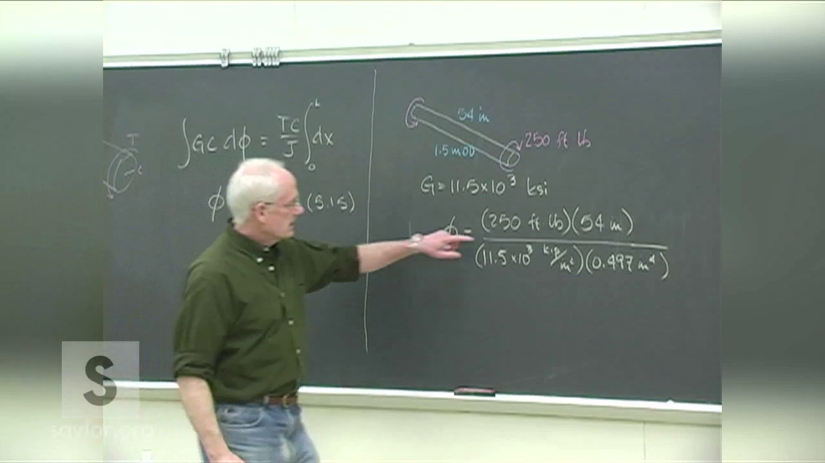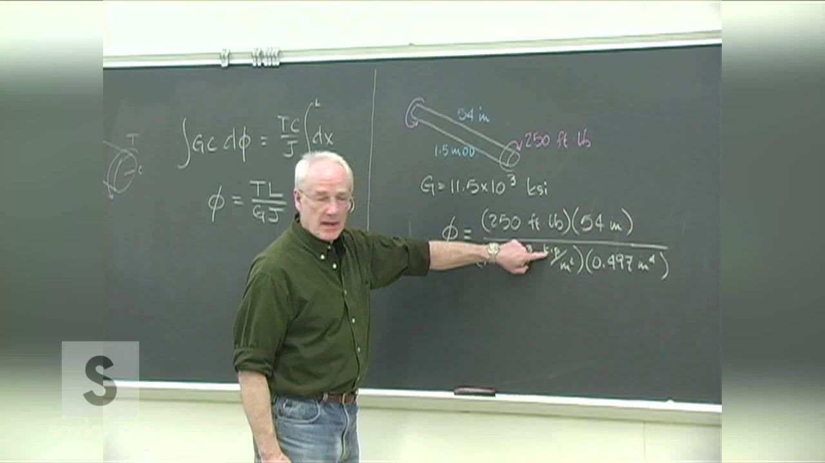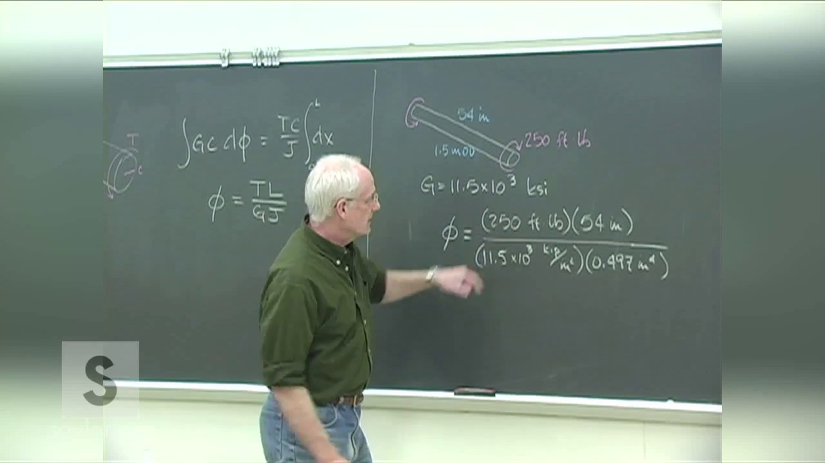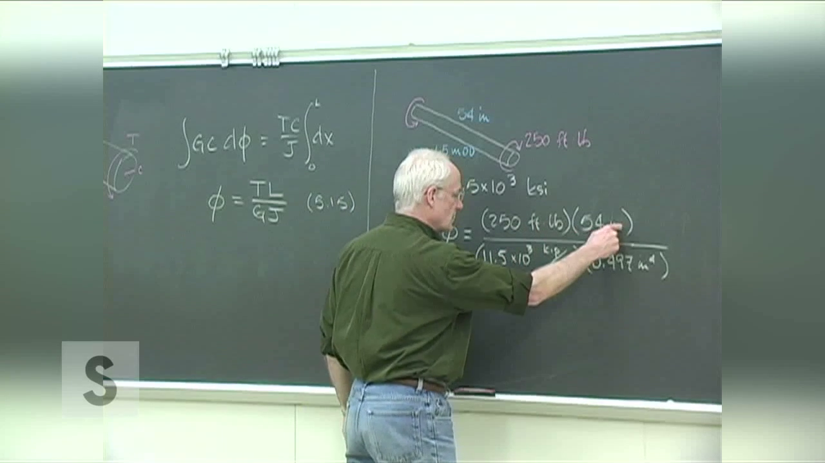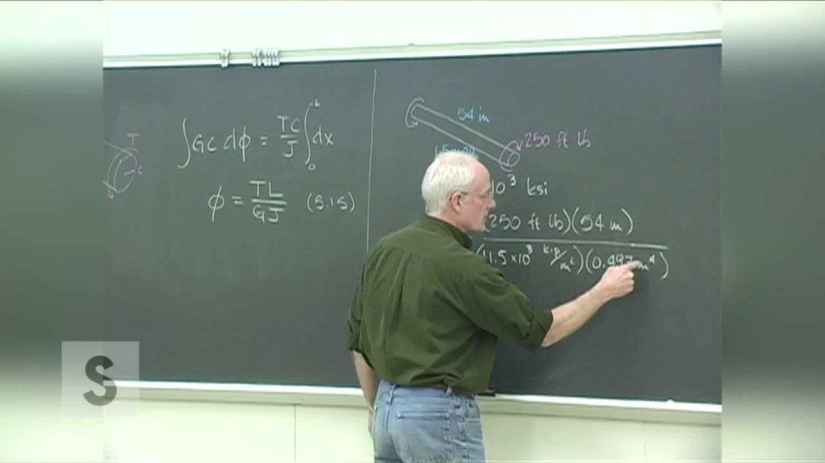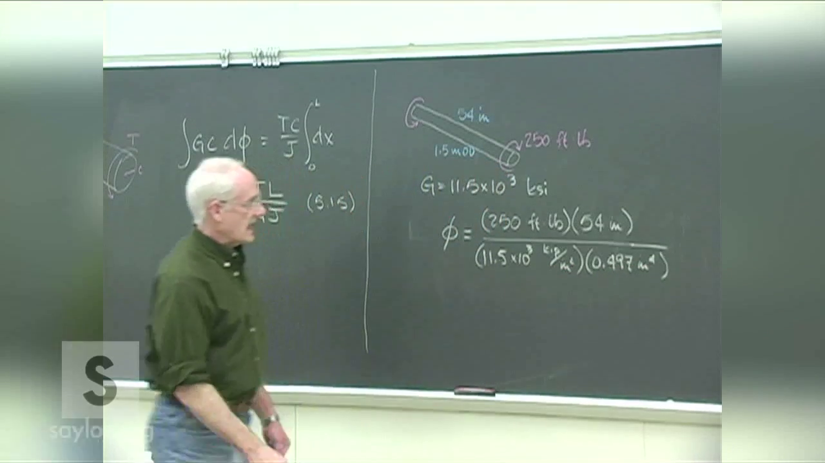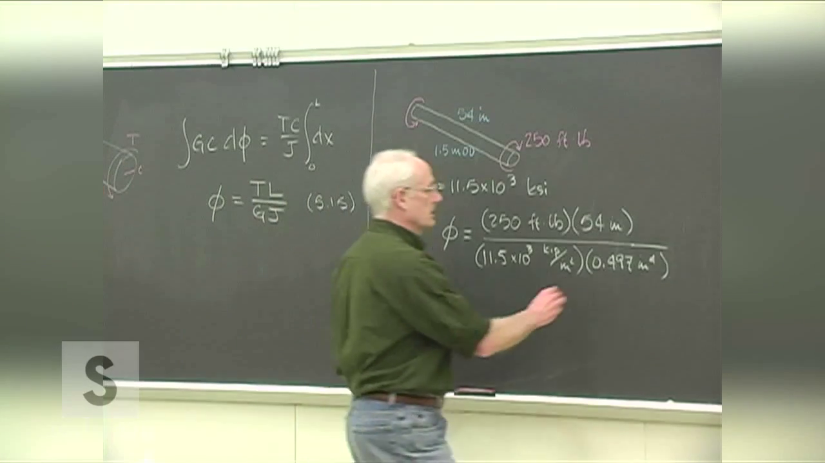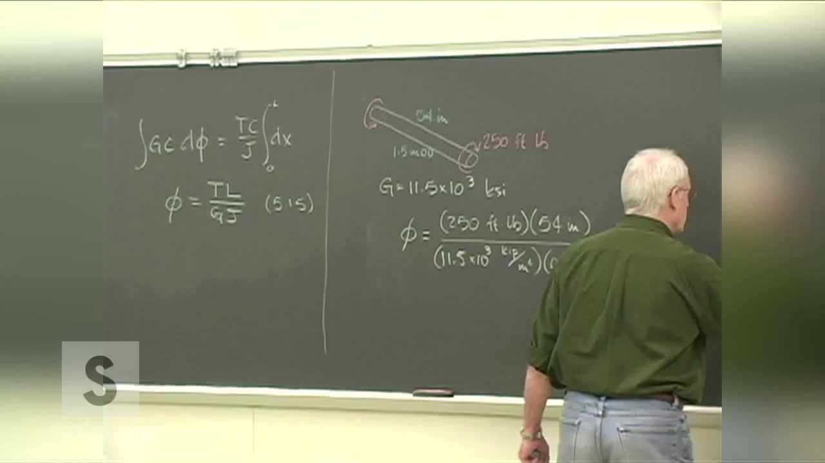So we've got pounds and pounds are going to cancel. Once you take care of the individual units, you get length squared on the top, and the bottom came as length to the fourth. That cancels that length to the fourth. So this is unitless, meaning then the measure of these angles are, of course, radians.